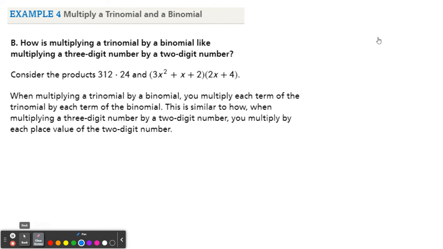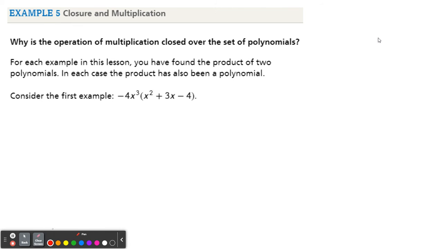All right, two more questions to go here. So back to this idea of closure. Why is the operation of multiplication closed over the polynomials? Why are polynomials closed in multiplication? Well, let's consider this example: negative 4x cubed times (x squared plus 3x plus negative 4).